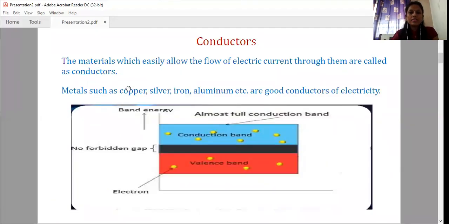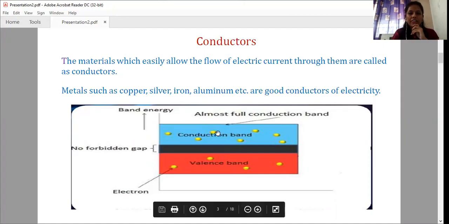The next topic is the conductor. A conductor is a material which has the capability to allow the flow of electrical charge. A material that easily allows electrical charge is called a conductor. Examples of conductors are copper, aluminium, and silicon, which are the best examples of good conductors of electricity.